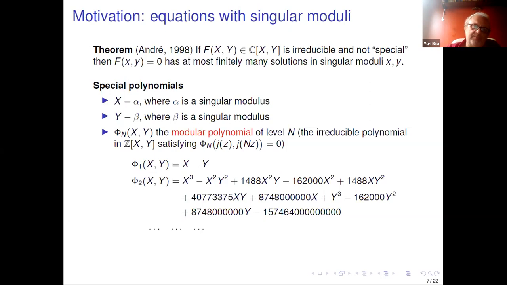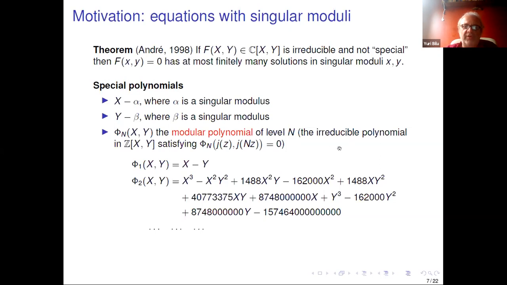So what is special? Well, we should exclude some. For instance, we should exclude polynomials of the form x minus alpha, where alpha is a singular modulus, or a scalar multiple, so this polynomial multiplied by some non-zero number, or a y minus beta like this. And we should also exclude modular polynomials.